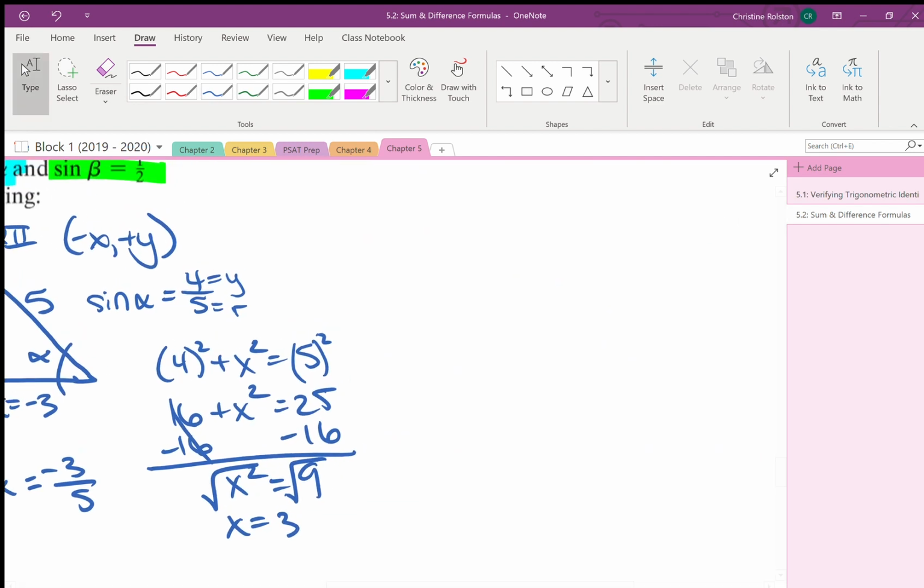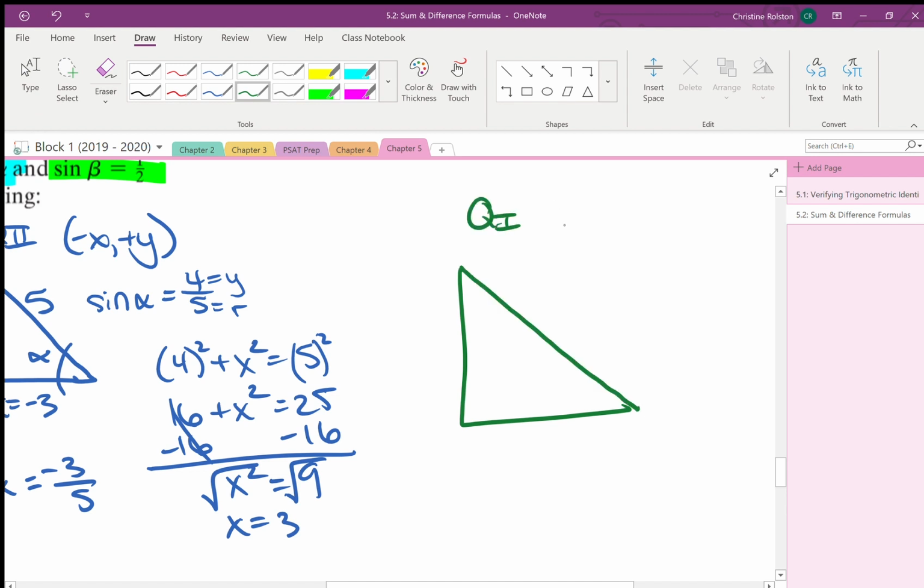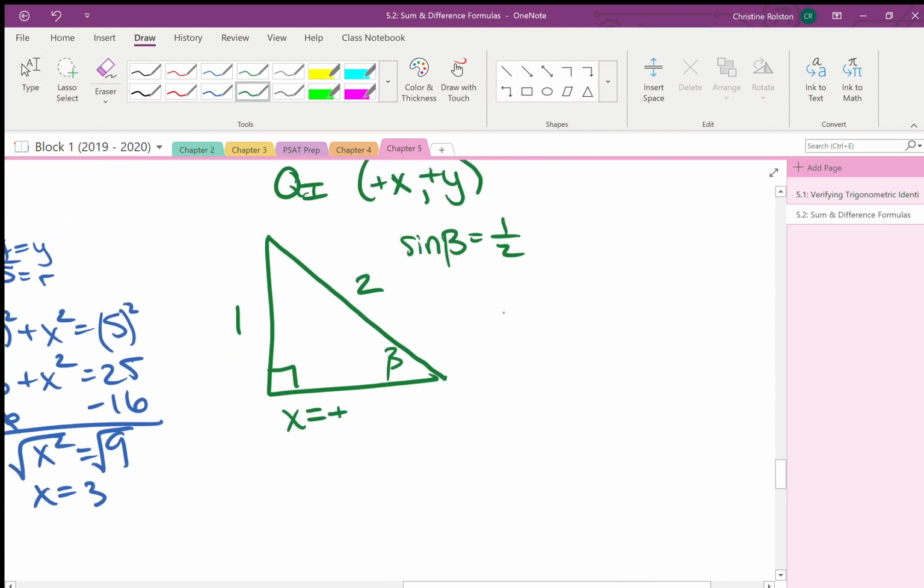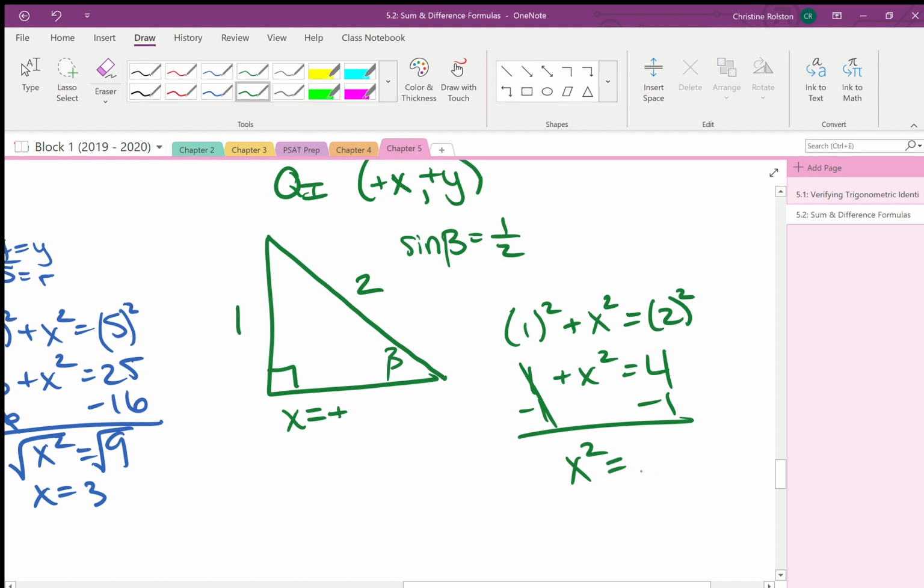Now let's work with beta, which is in quadrant 1. So it means positive x and positive y. So we were given sine beta was 1/2. So we get 2, 1, and I gotta find my x, which I know is gonna be positive. So 1 squared plus x squared equals 2 squared. 1 plus x squared equals 4, minus 1 to both sides. X squared equals 3, square root. X equals the square root of 3. I can't simplify that anymore.